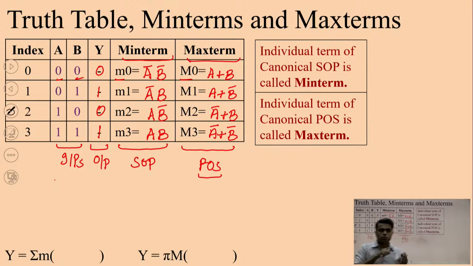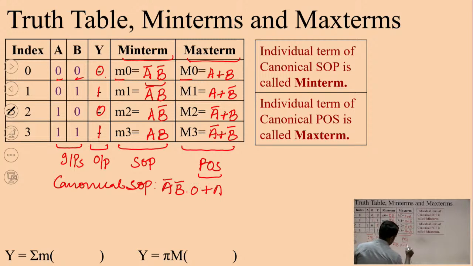Now how is this truth table going to translate into an expression, a canonical expression for SOP and POS? Now we can check that Minterms is product. That means I will be multiplying this expression with the output. So A bar B bar into output 0. So I am writing the canonical SOP. A bar B bar into 0. Next row, A bar B into 1. Third row, A B bar into 0, and the last row, A B into 1.